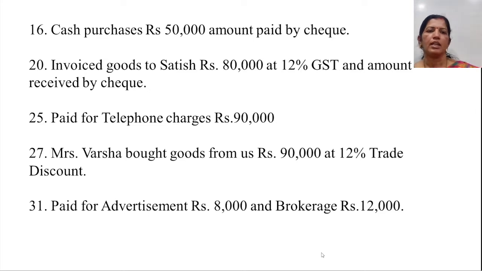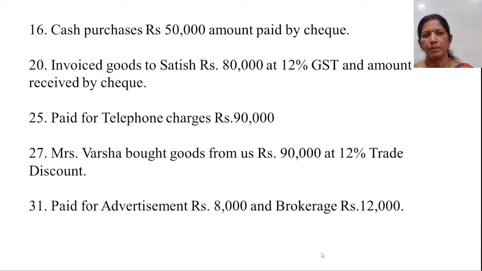Next date, 16th, cash purchases rupees 50,000, amount paid by check. Next date, 20th, invoiced goods to Satish rupees 80,000 at 12% GST and amount received by check. Next date, 25th, paid for telephone charges rupees 90,000. Next date, 27th, Mrs. Varsha bought goods from us rupees 90,000 at 12% trade discount. And the last date is 31st, paid for advertisement rupees 8,000 and brokerage rupees 12,000.